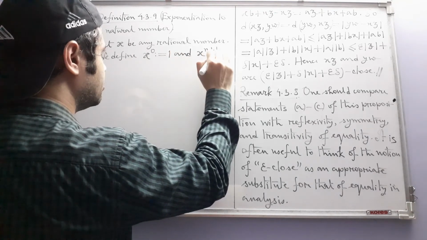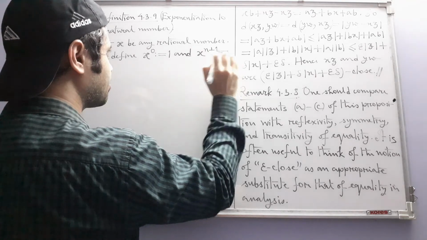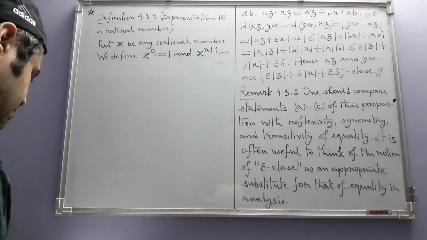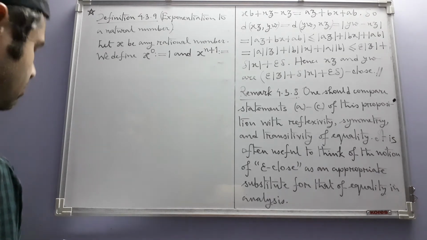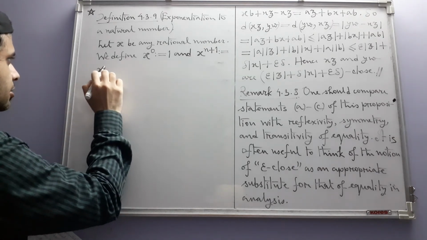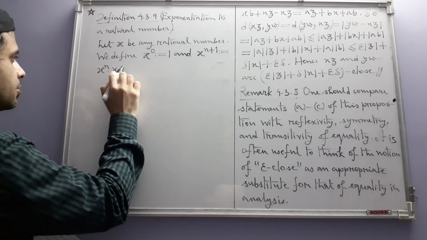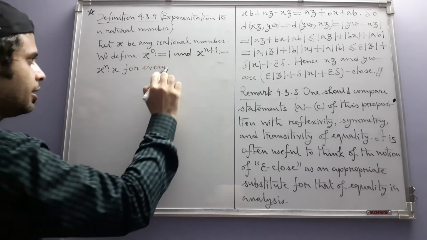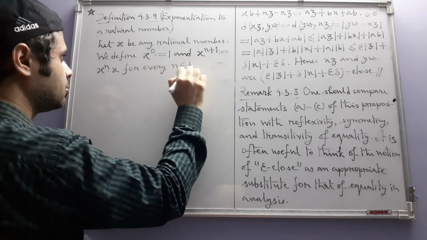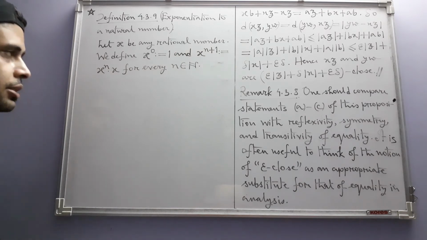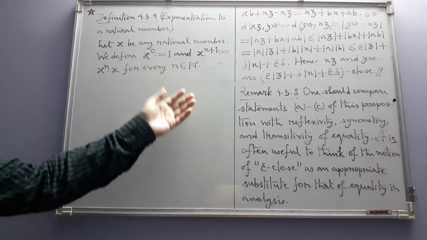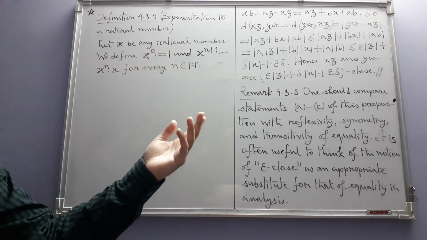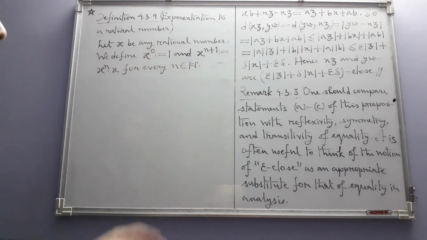recursively, we can then define x to the power n plus 1 is equal to, I can either write x times x to the power n or, okay, let's just follow what's given in the text. This for every natural number n. So by the principle of recursive definition, this gives us a definition where x to the power n is now defined for every natural number n.